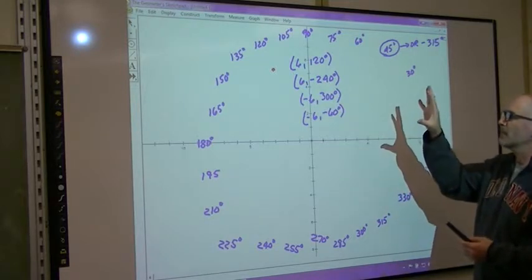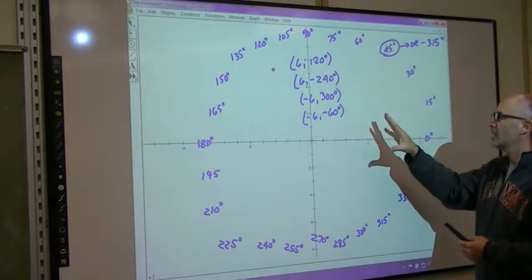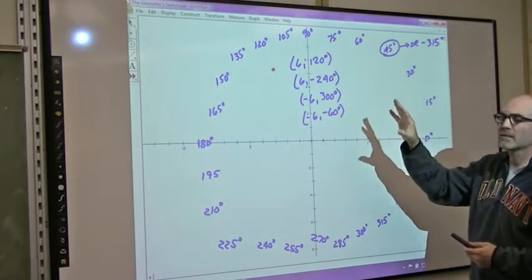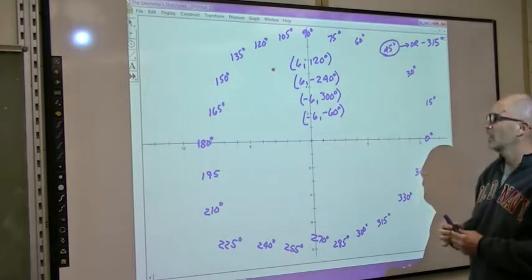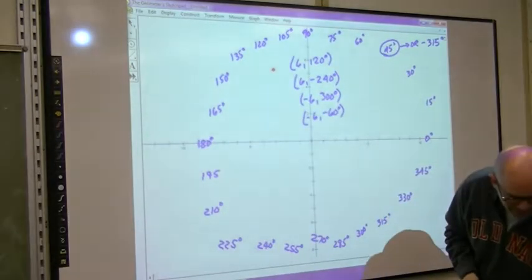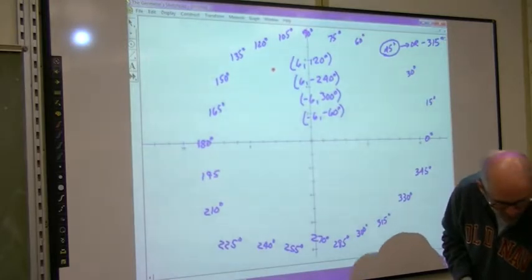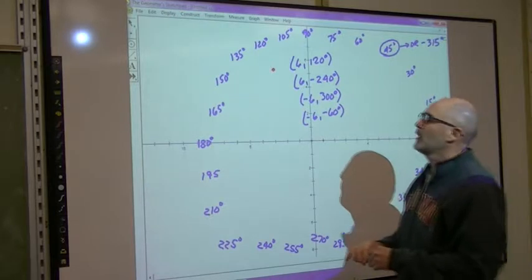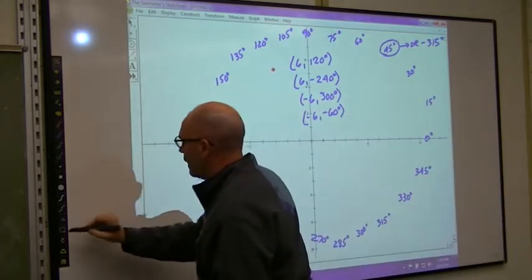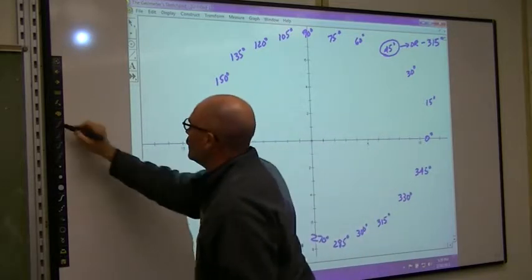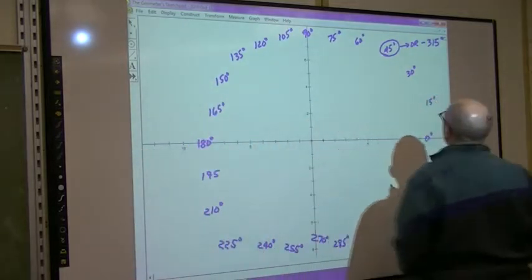Now, the next thing you might suspect here is that we're not only going to be naming these in terms of magnitude and degrees, but we're going to be naming them in terms of magnitude and radians. Oh yeah! Magnitude and radians. Yes, we love radians. So, let's name our radians. You guys know your radians.